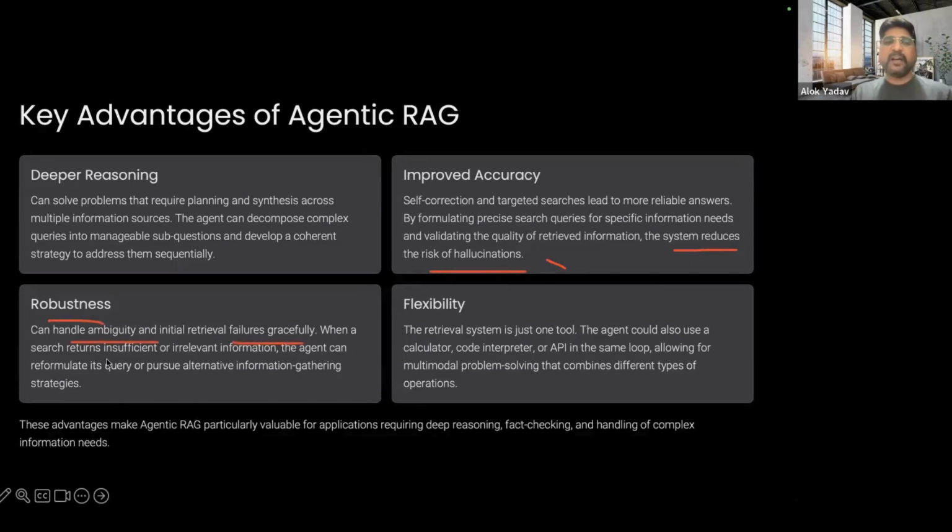And when a search is insufficient, the agent can reformulate strategy and see what the other ways are. We don't have to tell it. It will go and try on its own. And the most important part, flexibility. So we have so many tools, like you want to use it as a calculator, you want to use it as an API, you want to retrieve some text. It can do that. So the agent can be used as a calculator, code interpreter, or API, where we can use it for multiple problem solving. We can do a lot of operations using that.